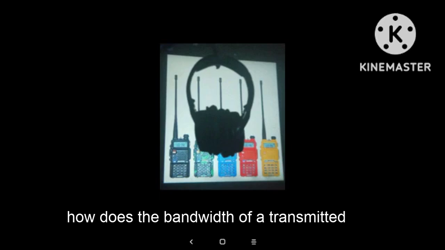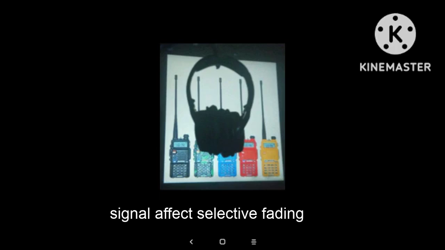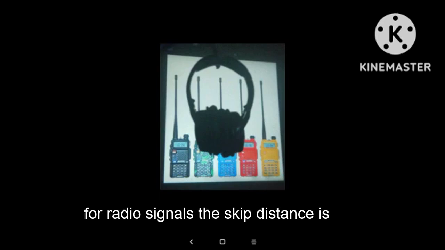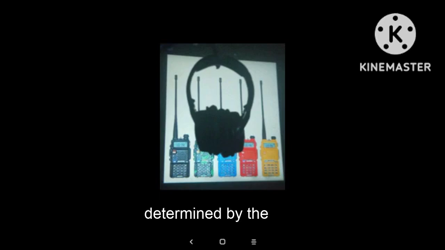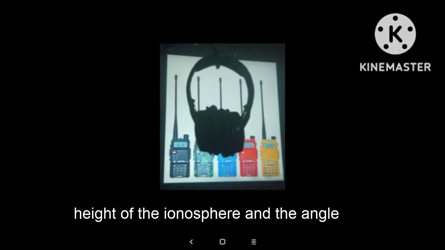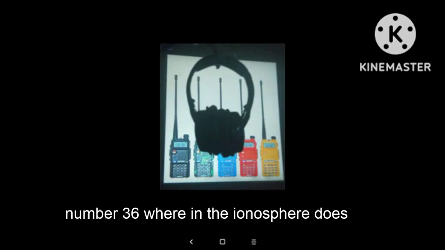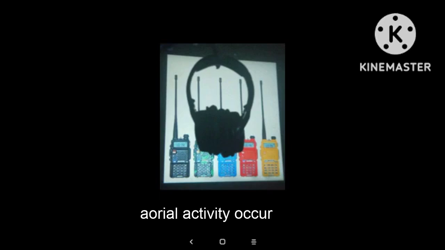34. How does the bandwidth of a transmitted signal affect selective fading? It is more pronounced at wide bandwidth. 35. For radio signals, the skip distance is determined by the height of the ionosphere and the angle of the radiation. Number 36. Where in the ionosphere does auroral activity occur? At the E region height.